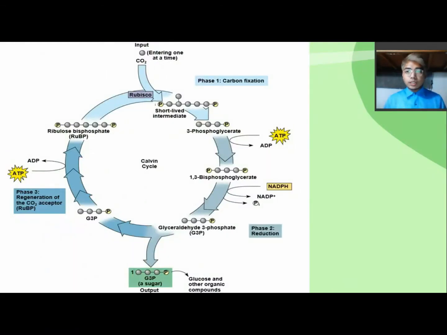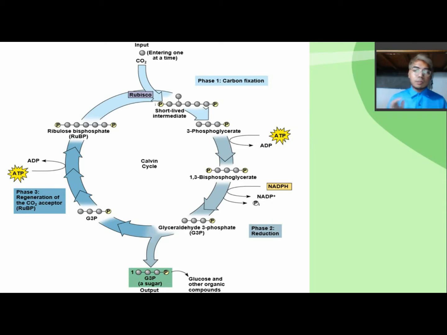For phase 1, it's known as carbon fixation, or the attachment of the carbon dioxide from the atmosphere, obviously, to a 5-carbon compound known as RuBP. Then, it will create a short-lived intermediate. Then, it will create 3-phosphoglycerate. Then, with the presence of adenosine triphosphate, it will create 1,3-bisphosphoglycerate.